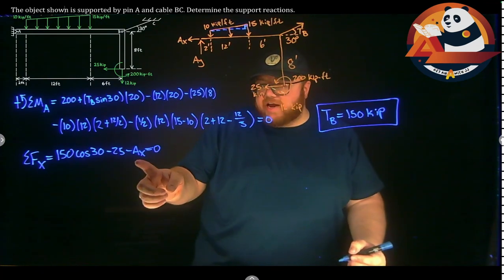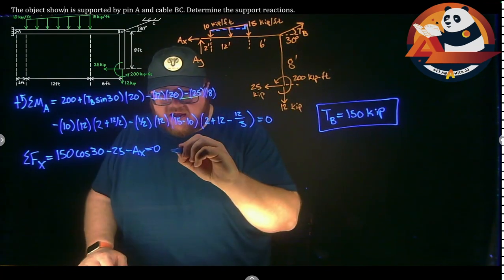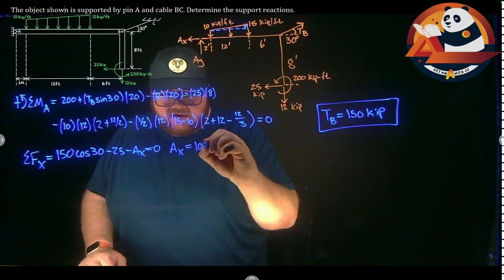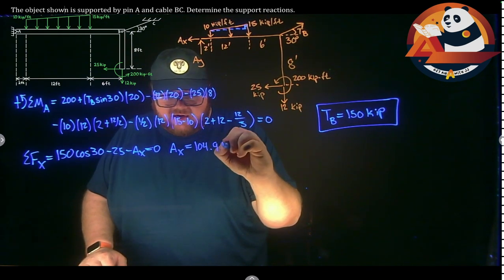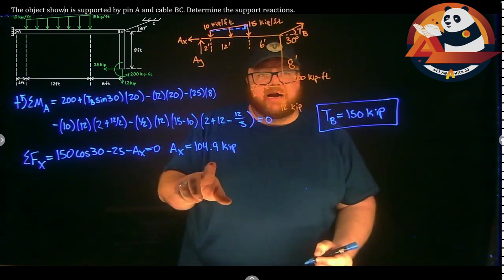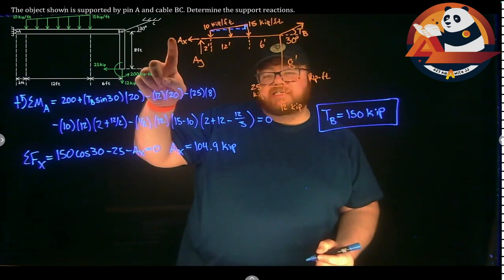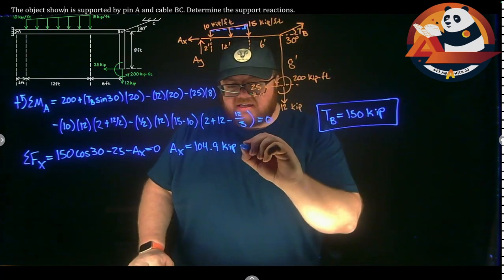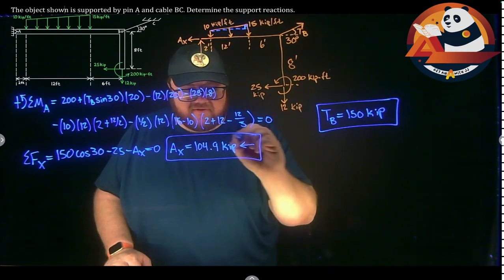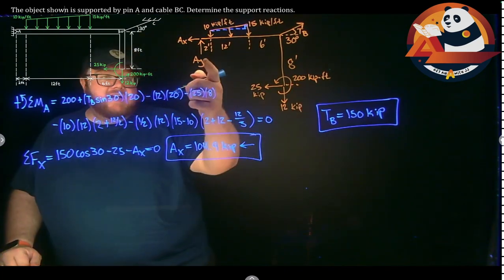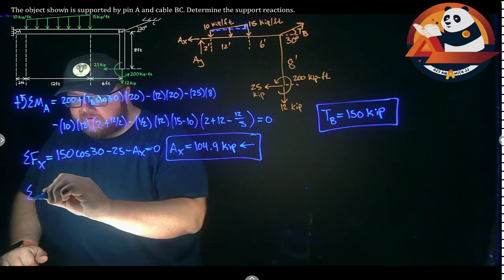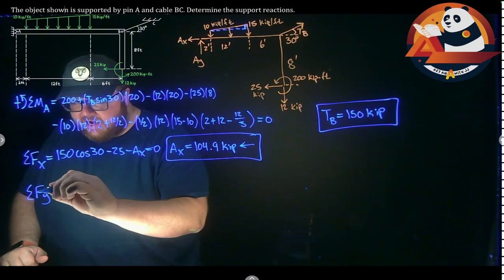Solving for AX, we just get that AX is 104.9 kips. I get a positive number coming out for this one right here, which means I guessed the correct direction up above. Let's stick that direction in our final answer here. It is to the left. And then finally, I need AY. Let's just sum forces in the Y, and we'll get there. Summing up my forces in the Y direction.